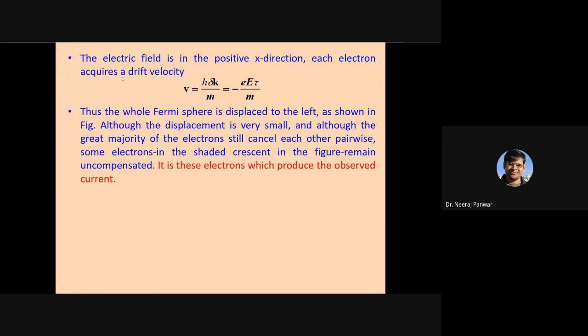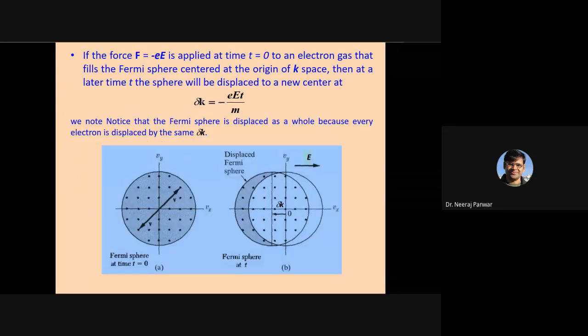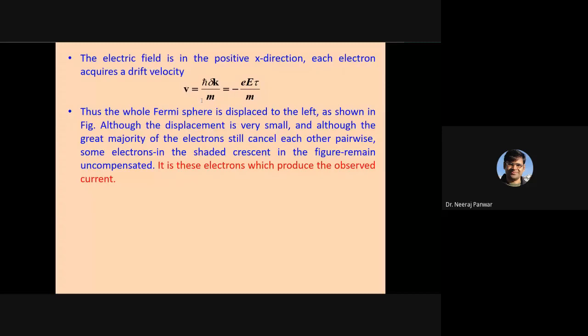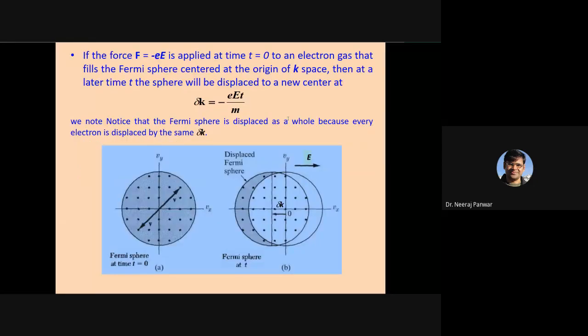Each electron acquires a drift velocity, so momentum mv is equal to h cross delta k. So v would be equal to h cross delta k divided by m, and that is equal to minus e, capital E, tau divided by m. This is the expression we have written for delta k. Thus the whole Fermi sphere is displaced to the left as shown in this figure.